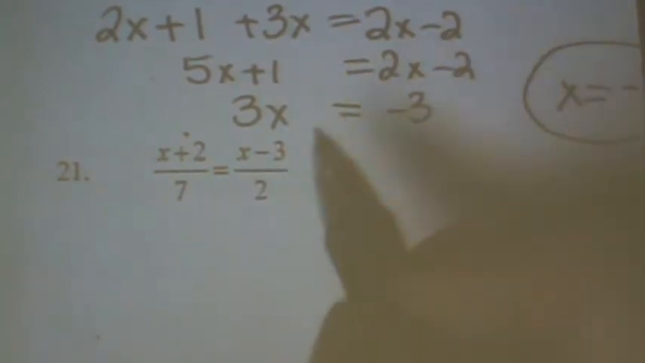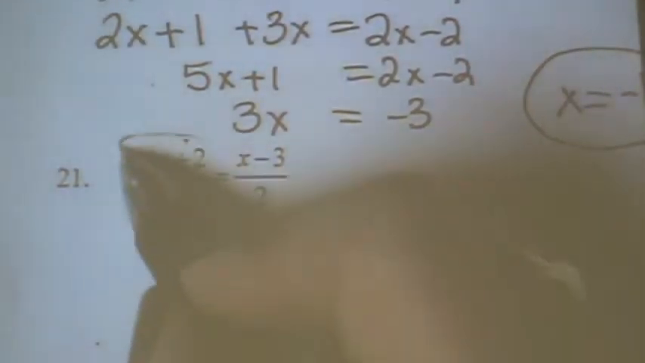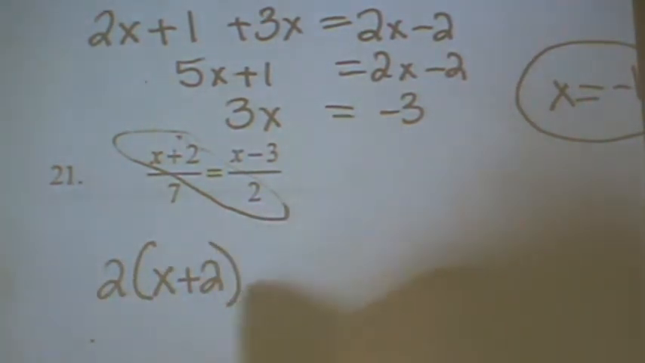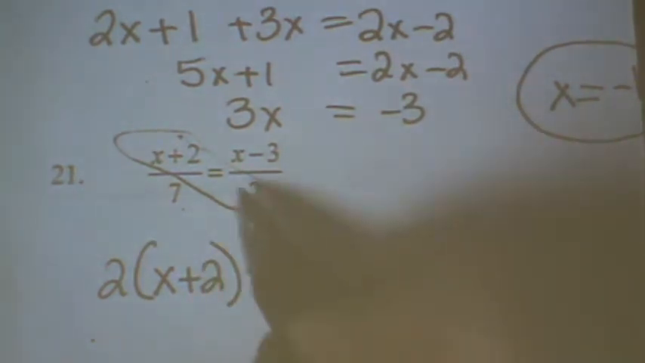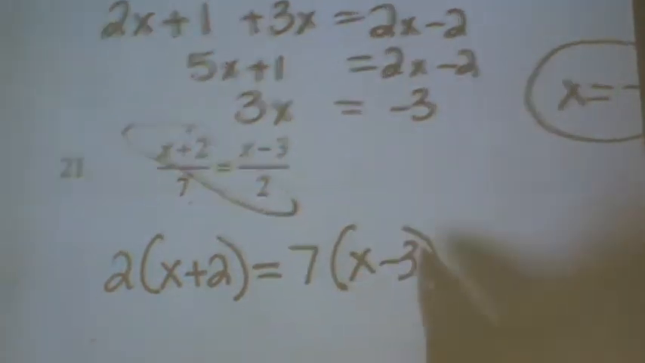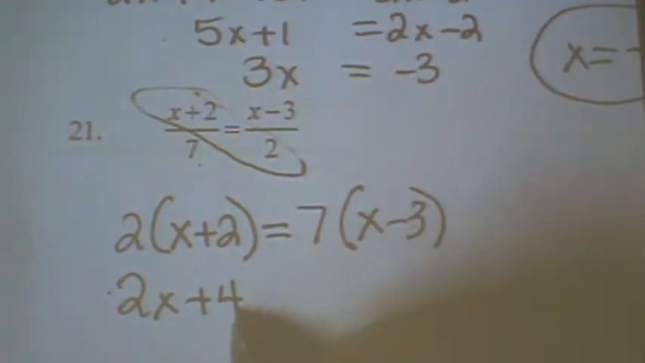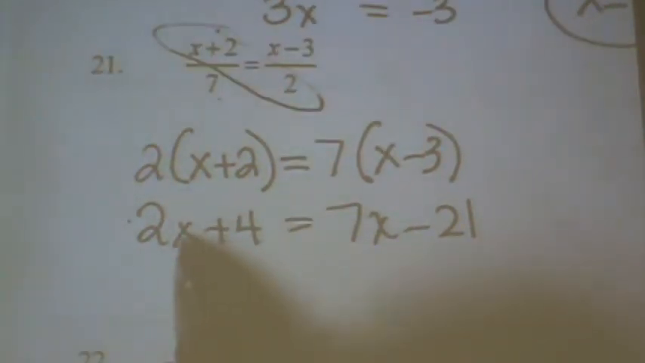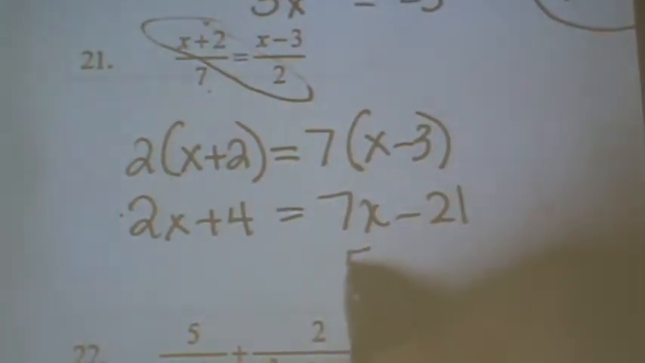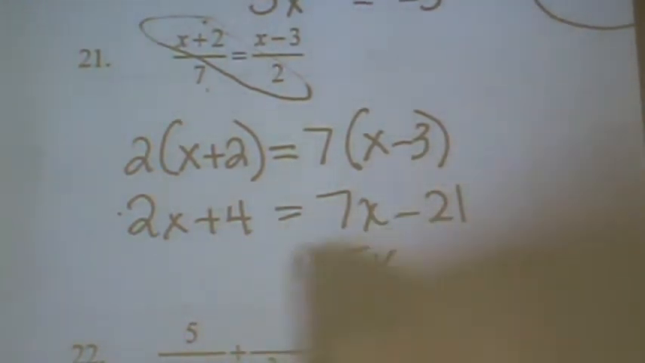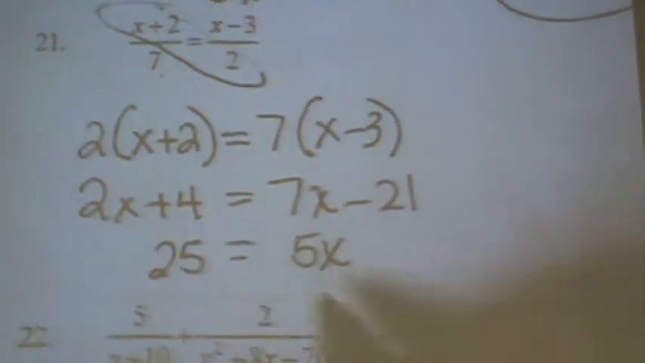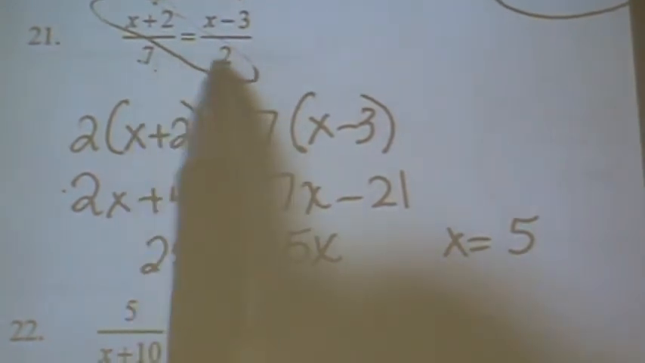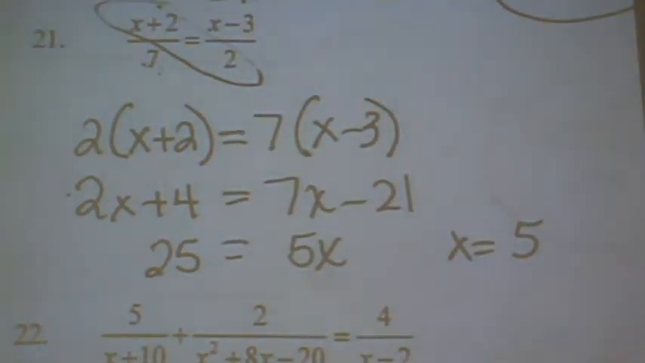Number 21. Whenever you have two fractions set equal to each other, don't forget cross multiplying. So 2 times x plus 2 is equal to 7 times x minus 3. So you get 2x plus 4 equals 7x minus 21. I would subtract 2x from 7x and you get 5x. I would add 21 to 4 to get 25 and divide by 5. x is 5. Now again, you're not going to have extraneous solutions because you have a 7 and a 2. There are no variables. x is 5.